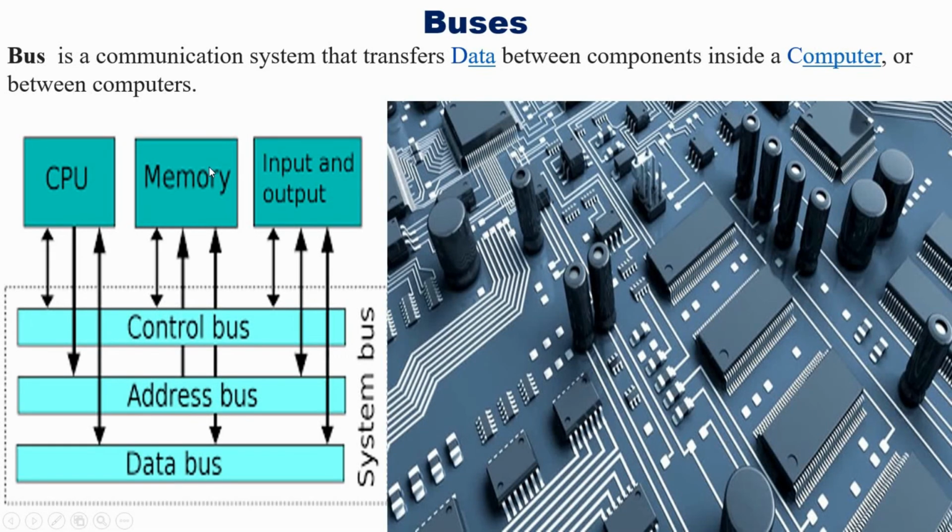Then a bus is a communication system that transfers data between components inside a computer or between computers. These are examples: this is the CPU, the RAM, input and output devices. Information from the CPU will go to other components of the computer through the bus. We have about 3 types of buses. We have the control bus, address bus, and the data bus.